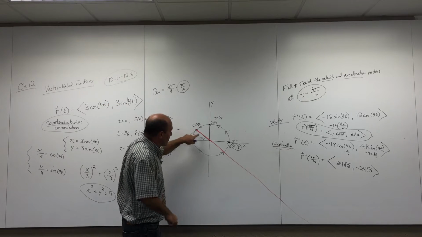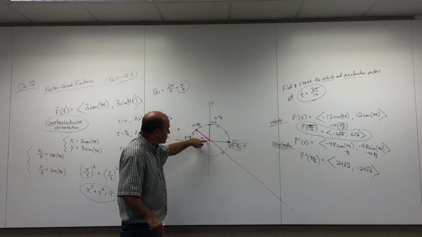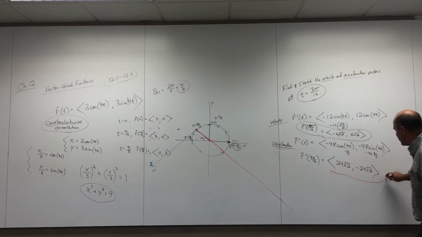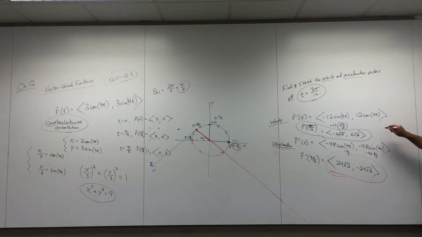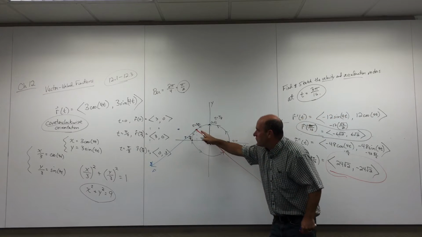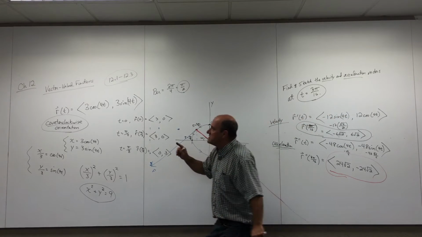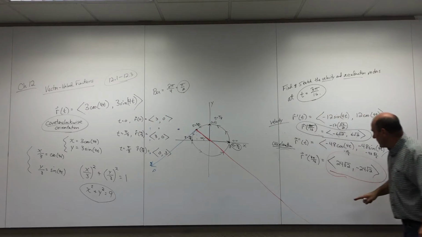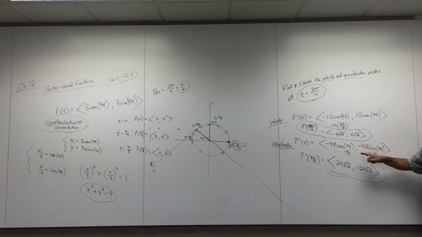It does go through the origin. It goes right through the origin, because it's the exact opposite direction of the original position vector. The original position vector took me out there. What was the original position vector? Cosine, sine? Watch this. Look at the acceleration vector. Negative cosine, negative sine.